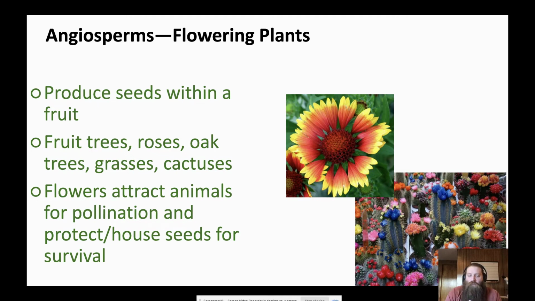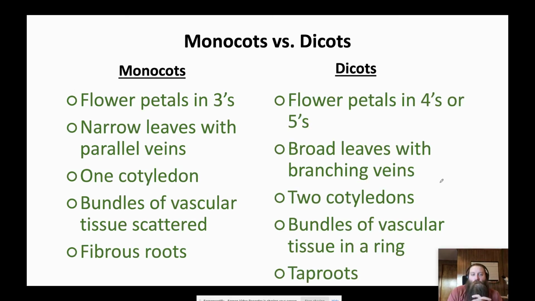Now, flowers are pretty useful. We've talked about flowers already in the year, but flowers are useful for attracting animals to the plant in order to ensure the plant is pollinated. They also protect and house the seeds that are important for the plant's survival of the species, right? For them to be passed on.